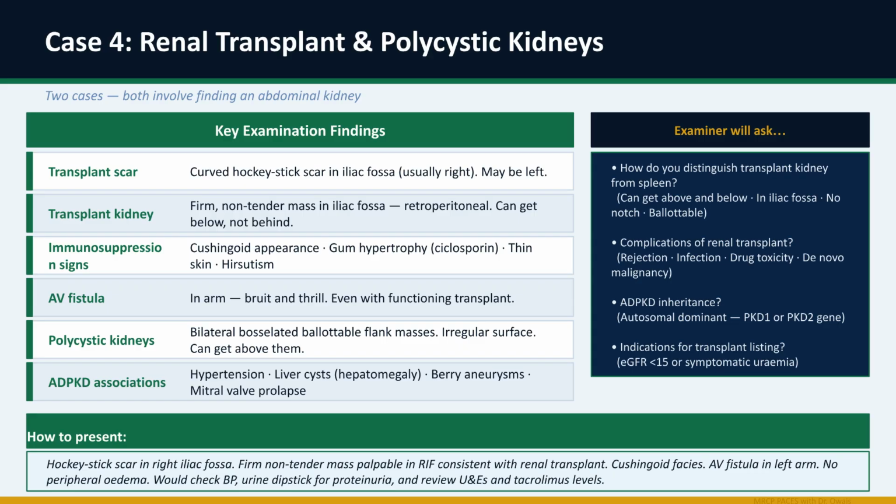Look at the other kidney site. Is there a previous nephrectomy scar? Are the native kidneys palpable? Look for a fistula in the arm, arteriovenous fistula, for dialysis, even if the transplant is functioning. Note whether it has a bruit and a thrill.